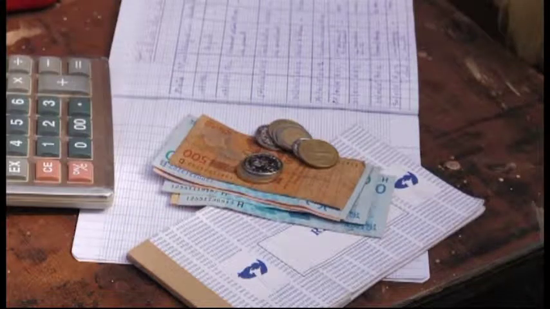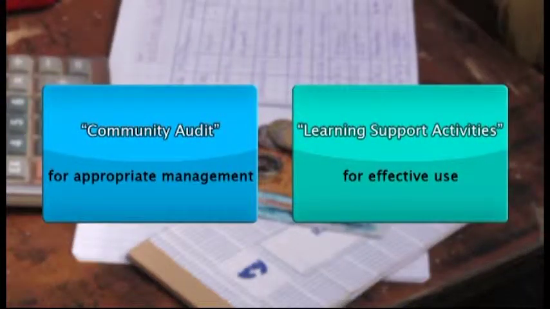The model for effective use of school grants consists of two pillars. One is community audit for appropriate management of school grants, and the other is school support activities for effective use of school grants.